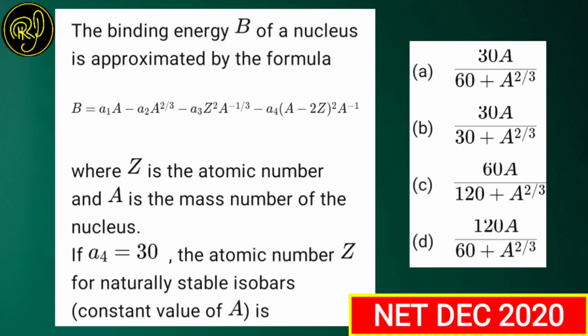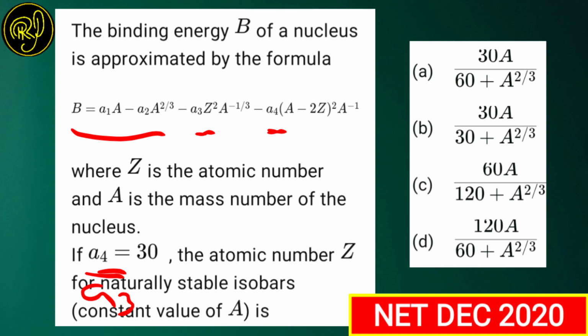In the question, it is given that if A4 by A3 is equal to 30, the atomic number Z for the naturally stable isobar is, from the given options, what you have to find. Means in the given question there is the binding energy formula and the ratio A4 by A3 is given to be 30, and from this data you just have to find the formula for the most stable isobar. You are given 4 formulas.